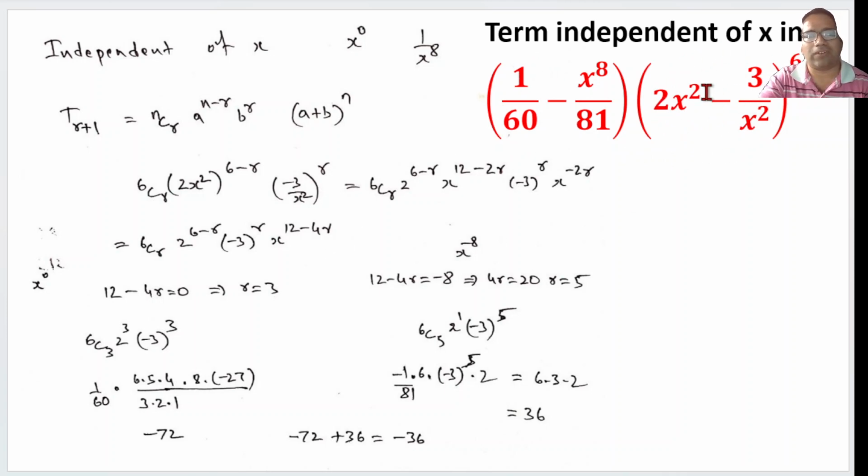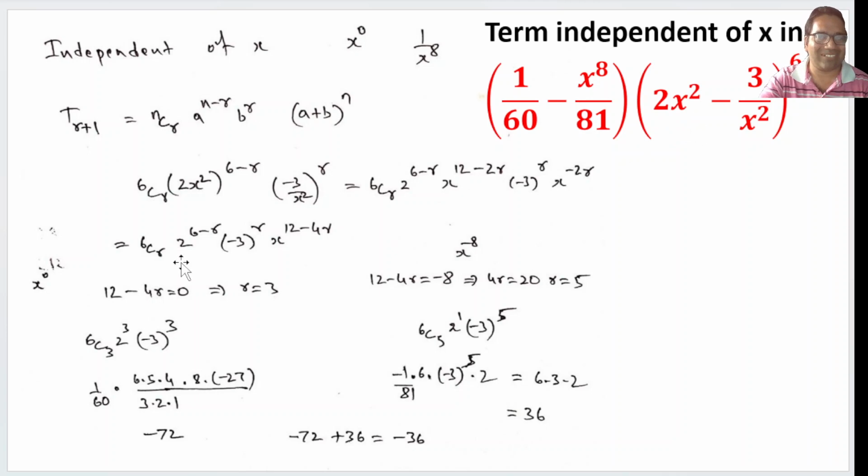That is independent of x, or this multiplied by minus x power 8 by 81 multiplied by some term which has got x power minus 8, right? X power minus 8. That means 12 minus 4r can be minus 8 also, right? 12 minus 4r is 0. Then this one multiplied by that particular term will be independent of x. When 12 minus 4r is minus 8, then this term multiplied by that particular term is also independent of x.